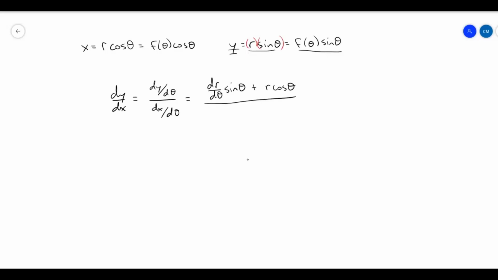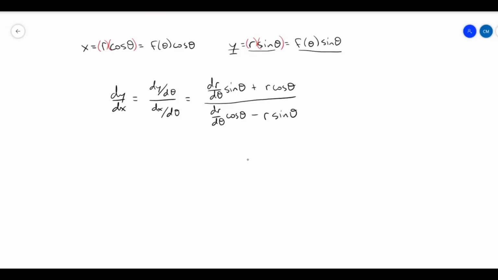And then in the denominator, very similar with the x, again we're seeing a product of two functions. There's the r and there's the cosine theta. And so the derivative of the first function, again, is dr d theta, multiplied by the second, and then plus the first function times the derivative of the second. The derivative of cosine is negative sine, so that actually changes that term in the denominator to negative.